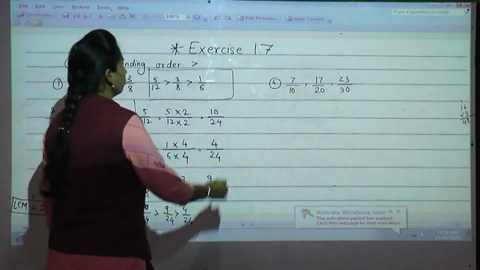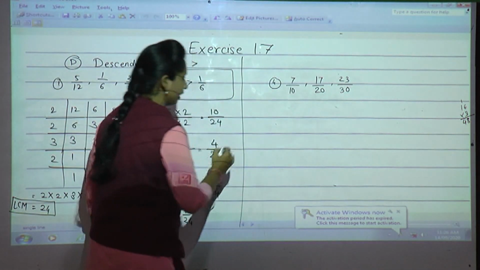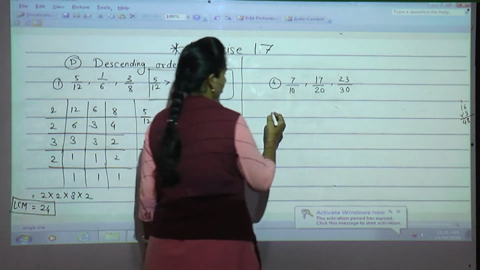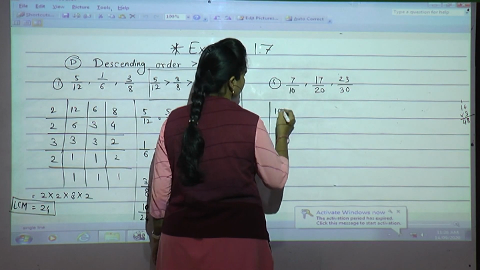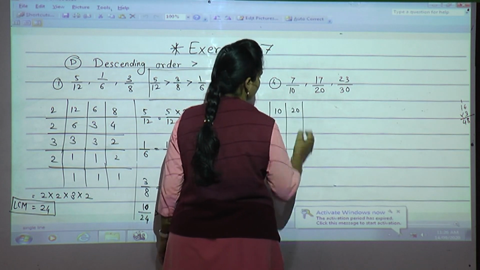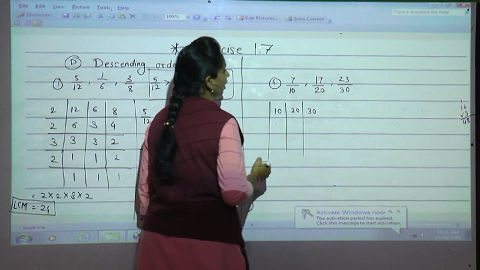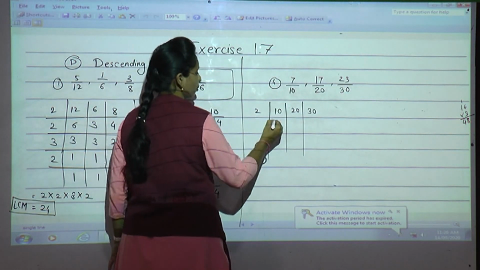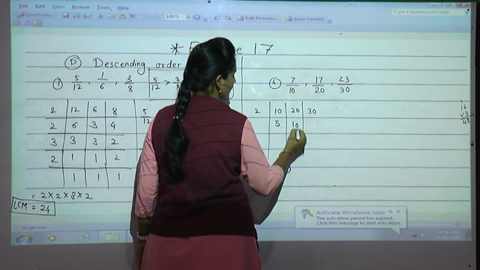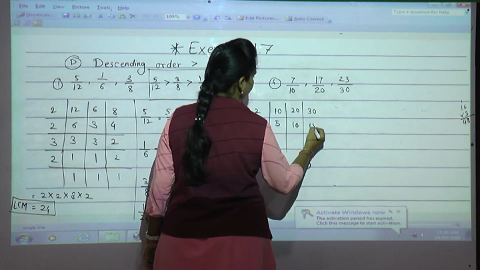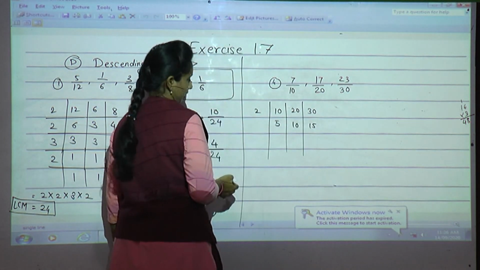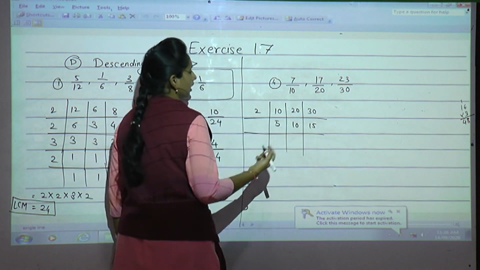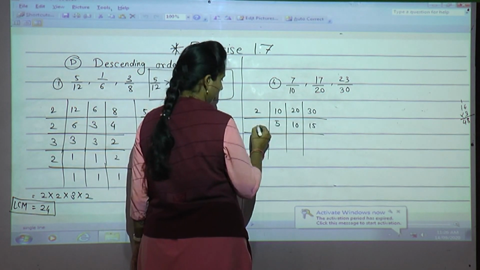Now first what do we have to do? We have to find out the LCM of three numbers. Now together I will do 10, 20 and 30. Okay. So we can start with 2. 2 5s are 10, 2 10s are 20 and 2 15s are 30. Isn't it? Now we can do with 2 again.